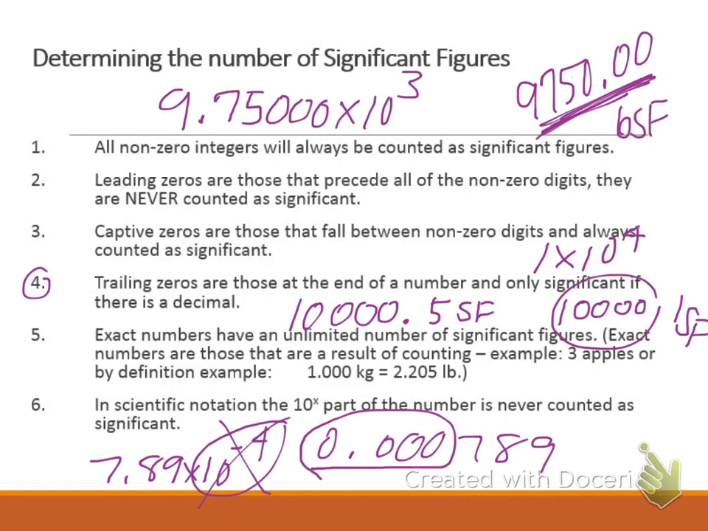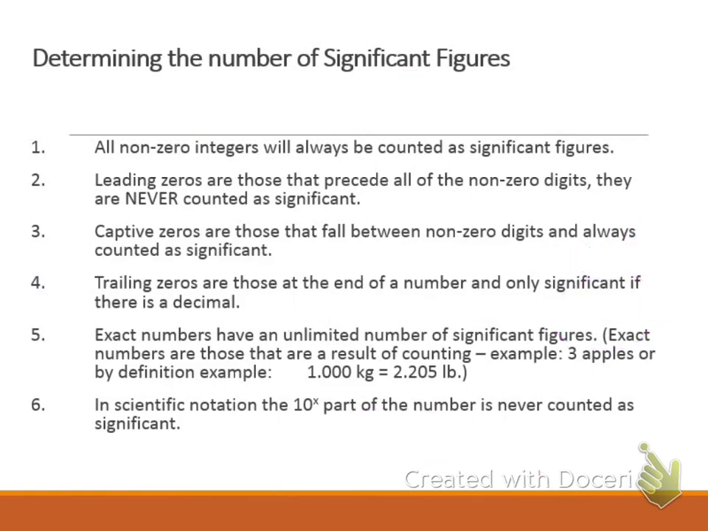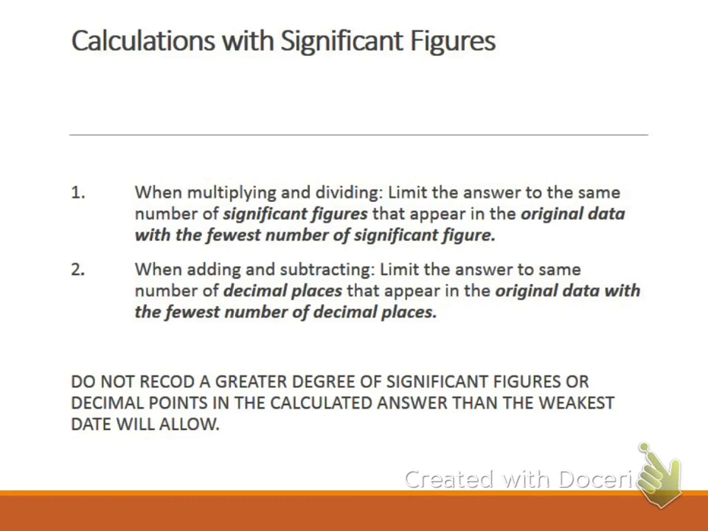Okay. Now let's talk about the math rules. There are 2 sets of rules: one for multiplying and dividing, one for adding and subtracting. And if you've got both, the multiplying and dividing trump. They're the more important one. If you are multiplying and dividing the original data, you look at the data, and whichever has the fewest number of significant figures, you match your answer to that. You round it.